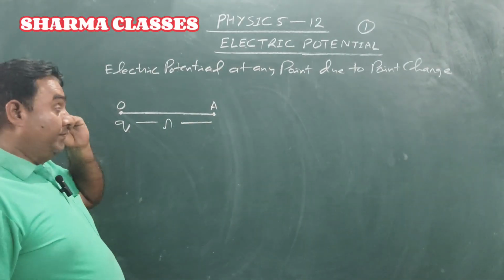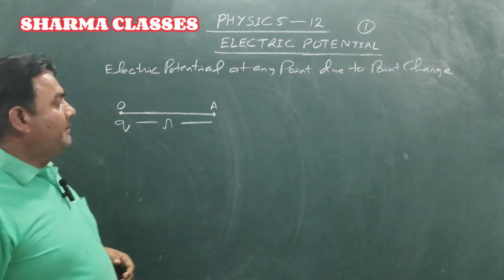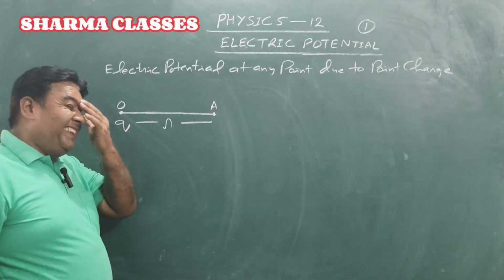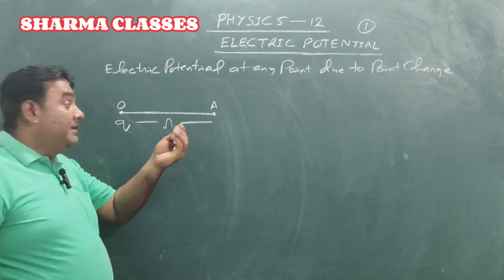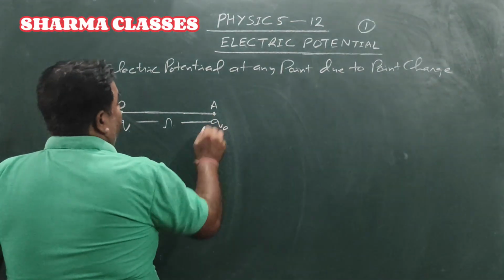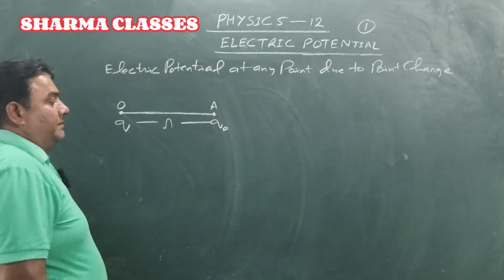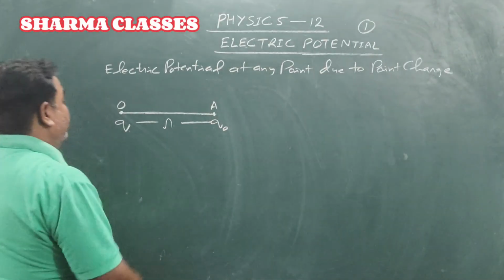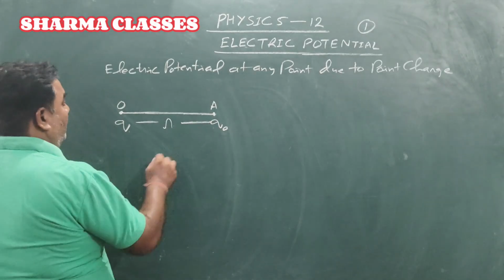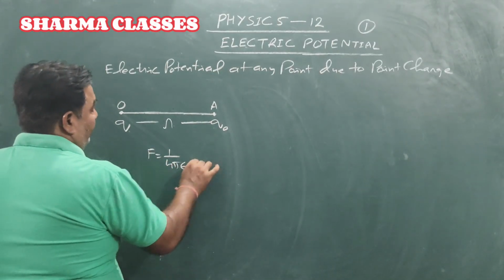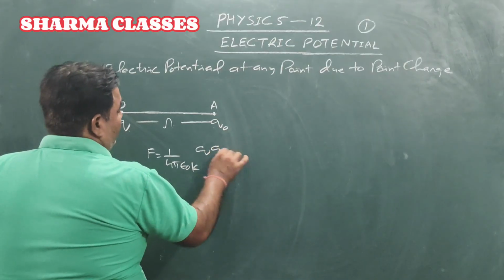So we take a test charge and take it from infinity to this point, but infinity distance is not practical. That is why we place a test charge q naught at this point and do the reverse process. For the test charge at this point, the force acting on it is F equal to 1 upon 4 pi epsilon naught K, q naught upon r square.